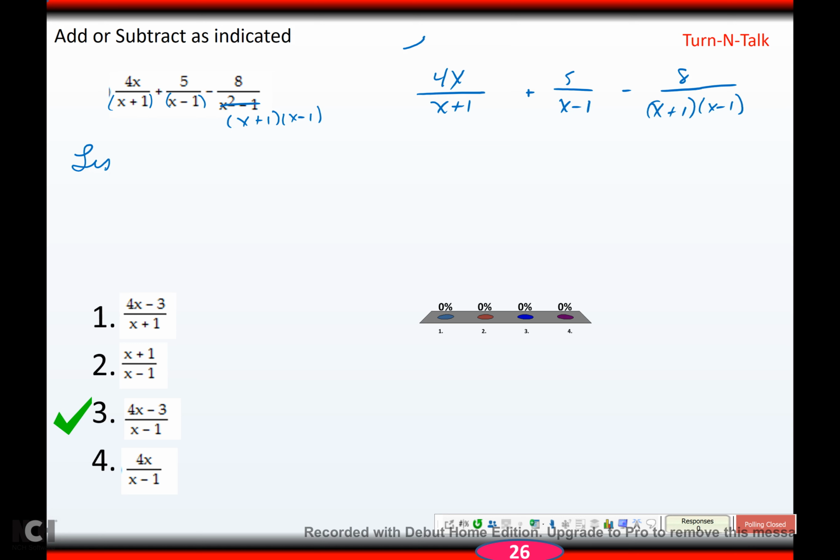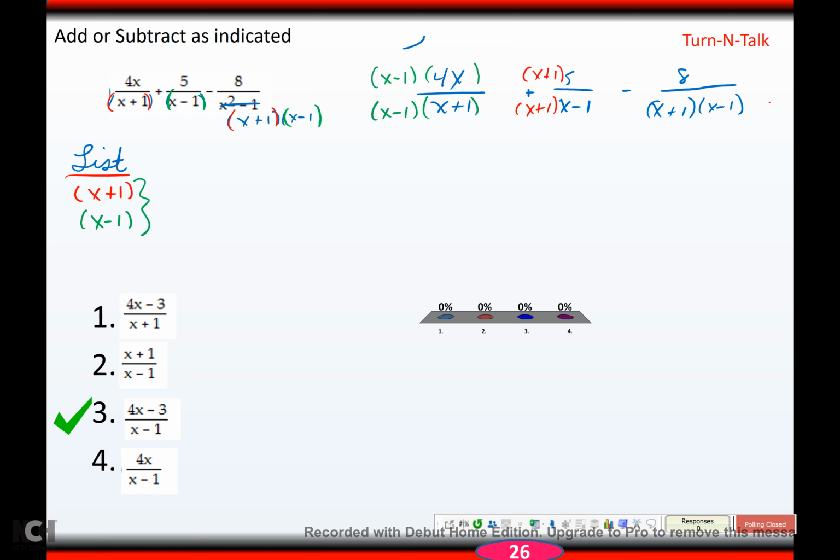If I make my list, my first denominator has an x plus 1, so I need that in my list, and that'll take care of that one and that one. My second fraction has an x minus 1 on the bottom, and that'll take care of this one and this one. So there's my LCD. This one has the x plus 1, it's missing the x minus 1, so top and bottom by x minus 1. The second one has the x minus 1, it's missing its x plus 1. And the last one is missing nothing.